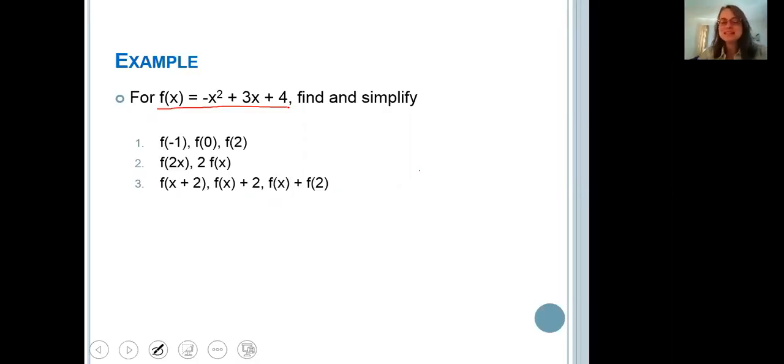The simpler way of evaluating a function is this: if f of x equals negative x squared plus 3x plus 4, and I want to take f of -1, what I'm going to do is go onto the right-hand side and replace all of my x's with -1s.